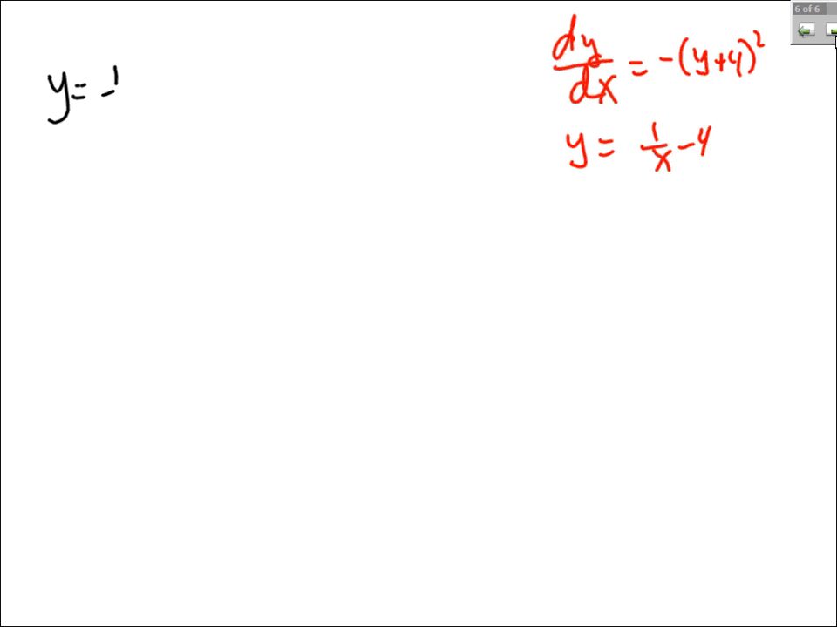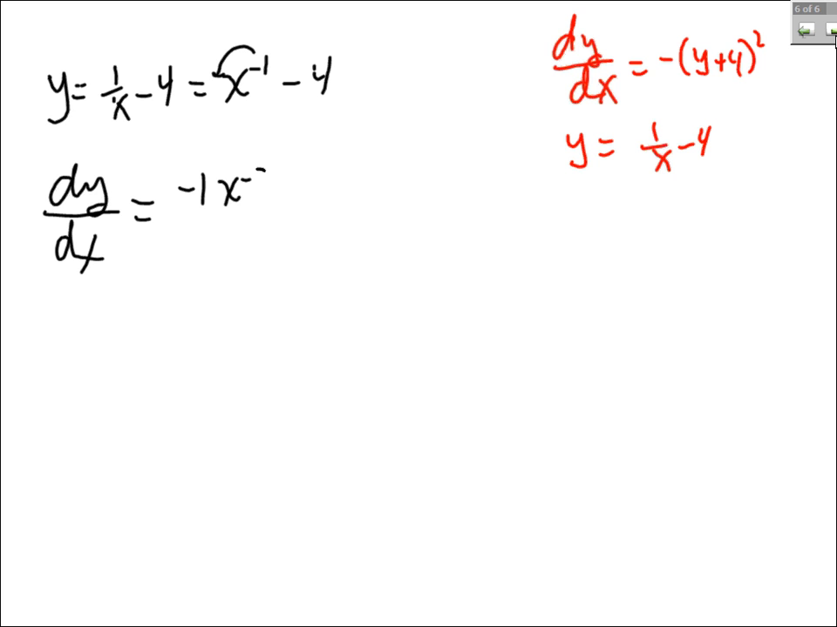Y is equal to 1 over x minus 4. That is, it's x to the negative 1 minus 4. So dy dx is, bring down the power, it's negative 1 x to the negative 2 minus nothing. Derivative of 4 is 0. So I get negative 1 over x squared. Okay? Which, by the way, is the same as negative 1 over x all squared.